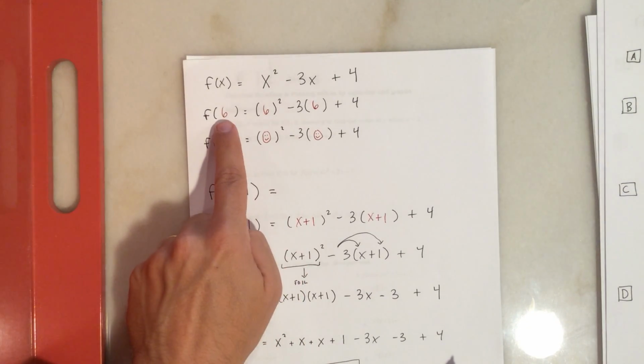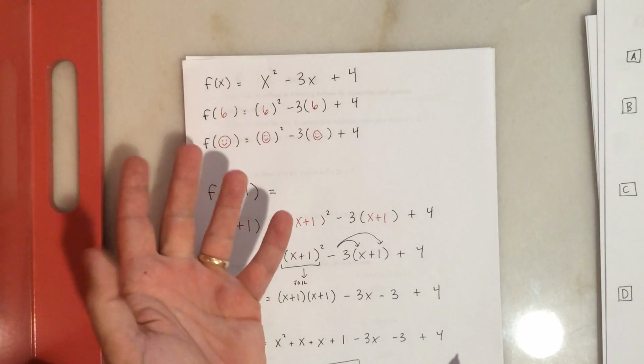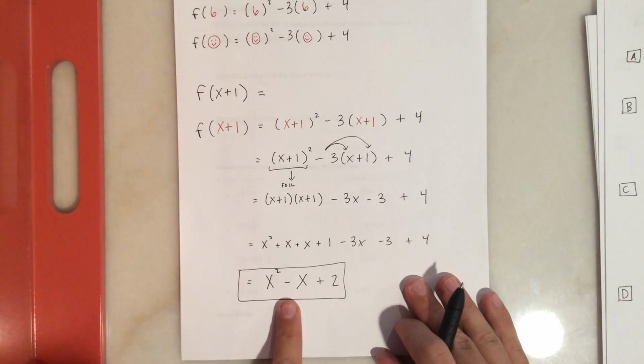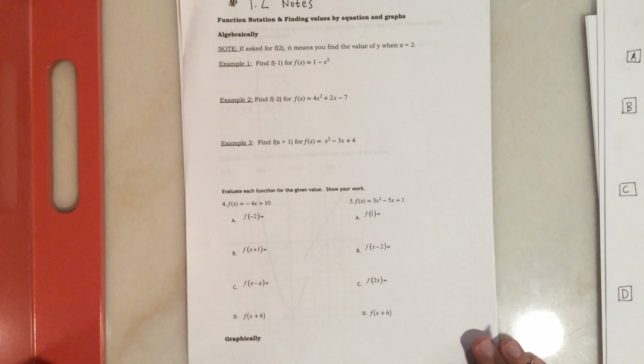Okay. Pretty tough example. I think we'll all agree that it's way easier to find f of a number, but it's not the only thing we can do with this stuff. We can find f of an expression and get an entirely new function. Cool. So that was example 3.